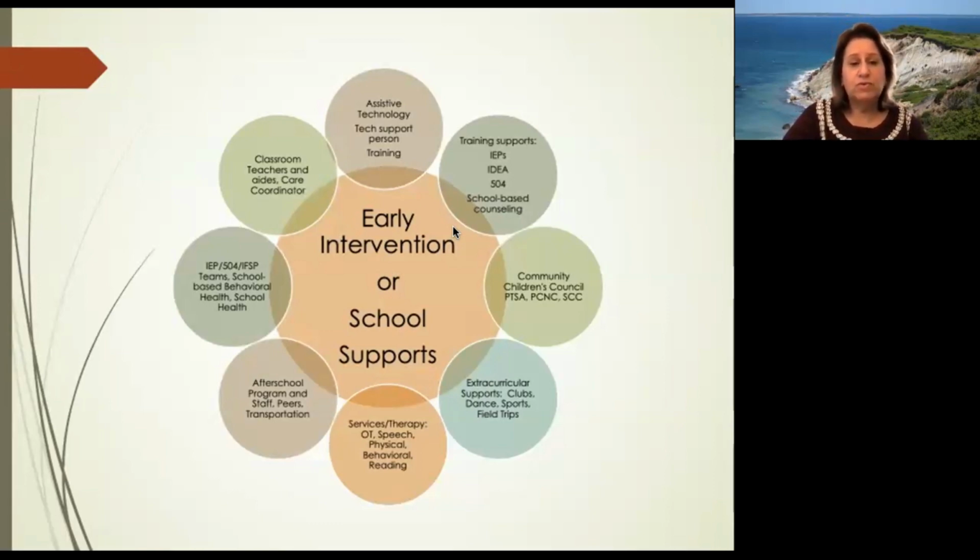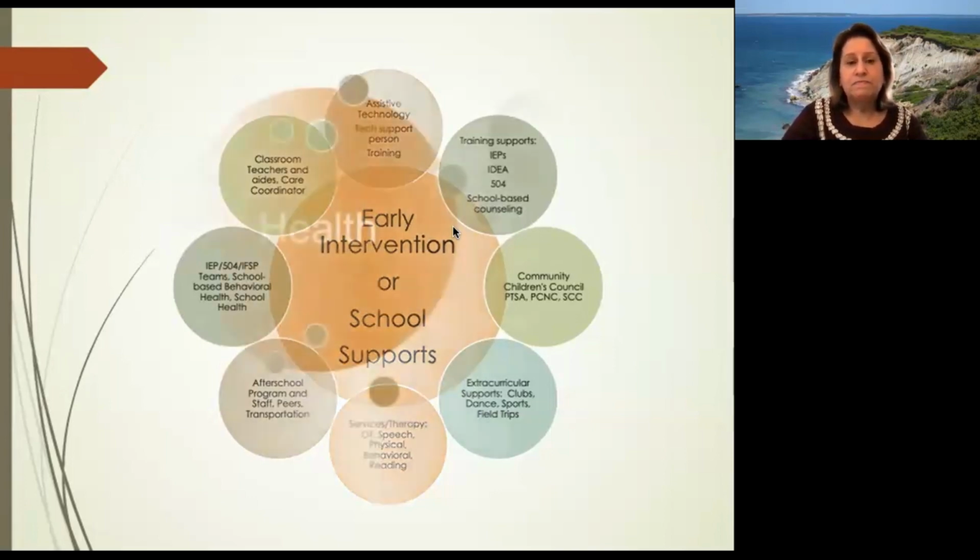What about after-school programs, transportation, peers, school-based behavioral health, school health, your classroom teachers and aides and care coordinators? So identify all the early intervention or school supports that your child may have. And if your child's in middle school or high school, and even elementary, have them help you with this process so they can start to understand all of the supports they have in their school setting or in EI.